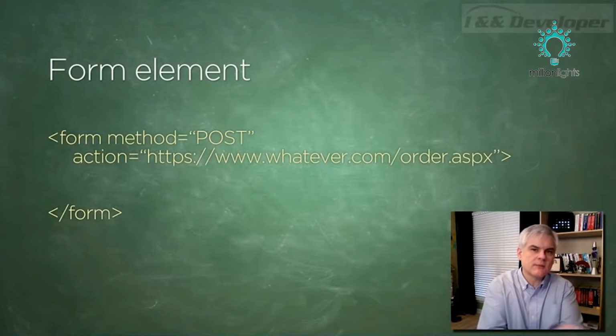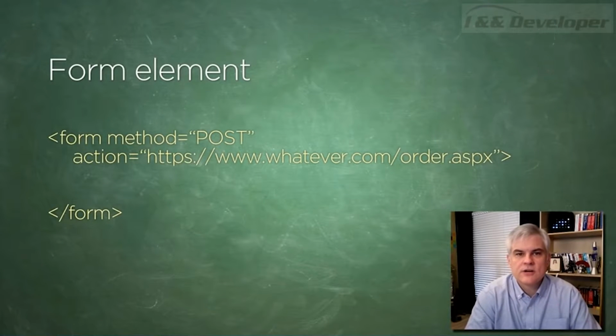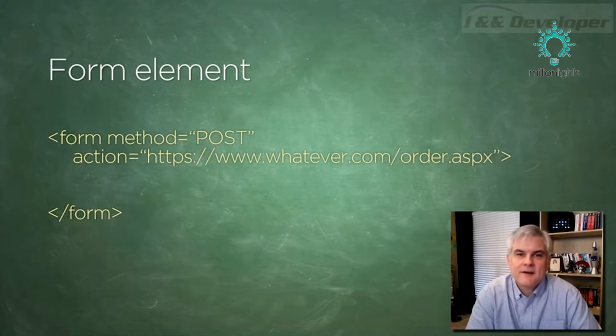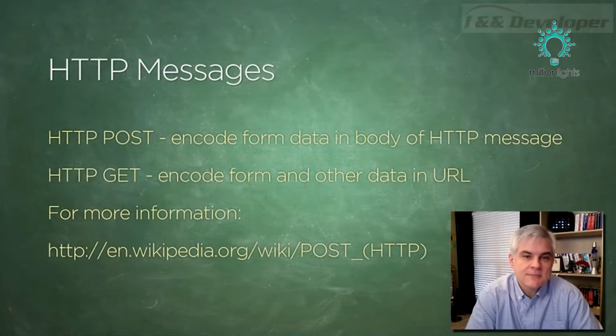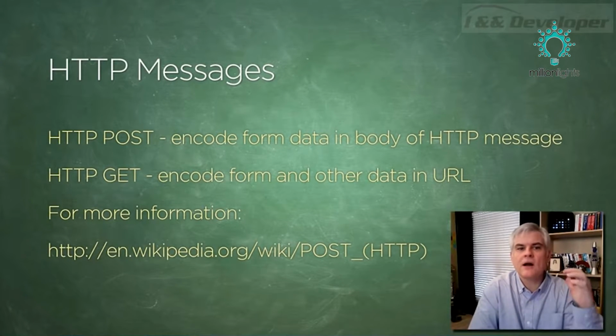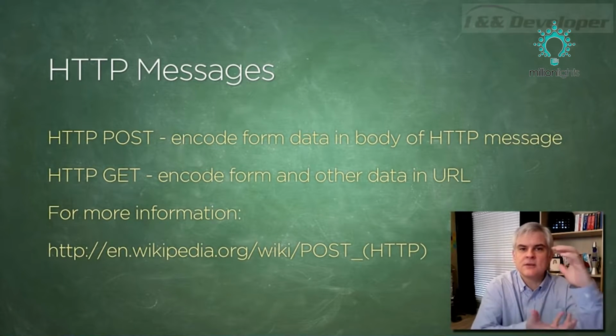And so here's a typical form element. We'll be writing one of these on our own here in just a little bit. But we have a form element and a closing form element, and then there are two important attributes, the method and the action. And you can see that I've set the method equal to post. Post is one of several different types of HTTP messages. A post message says that you should encode up all of the form data and bundle it into the body.